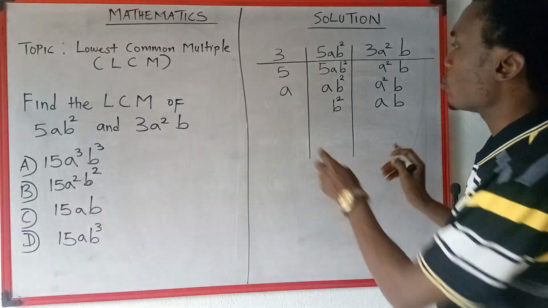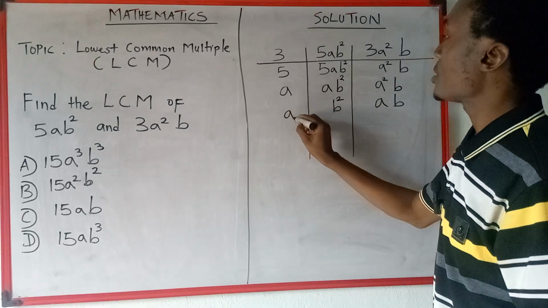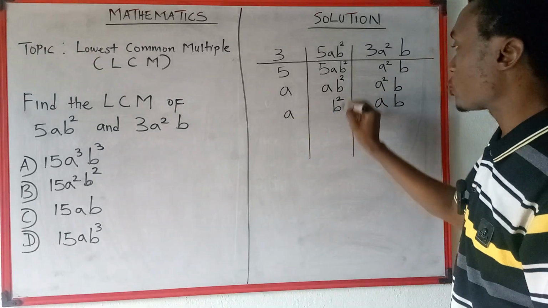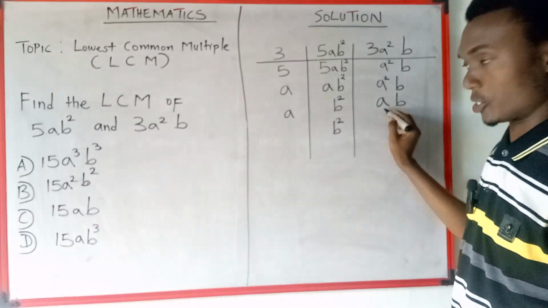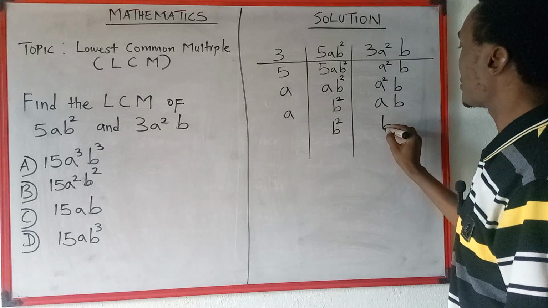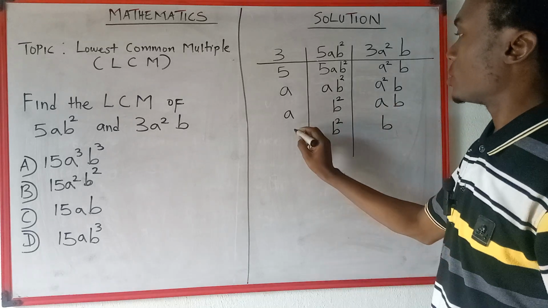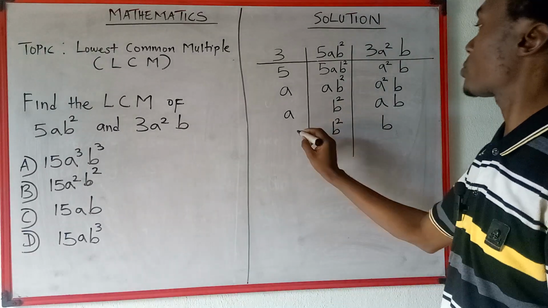So what you do again? If you notice very well, we can still use a again because there's still a here. Okay, so let's go. A. Can a cancel this? No. You drop this b square down. Can a cancel this a here? Yes. So a cancel the a, remaining 1. So we drop b. You go to the next one. Now no more a, so we can use b conveniently.